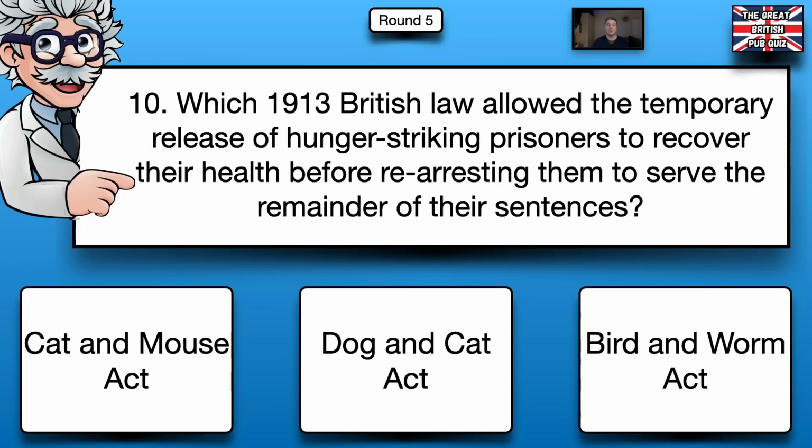Number 10. Which 1913 British law allowed the temporary release of hunger striking prisoners to recover their health before re-arresting them to serve the remainder of their sentences? Was it the Cat and Mouse Act, the Dog and Cat Act, or the Bird and Worm Act?